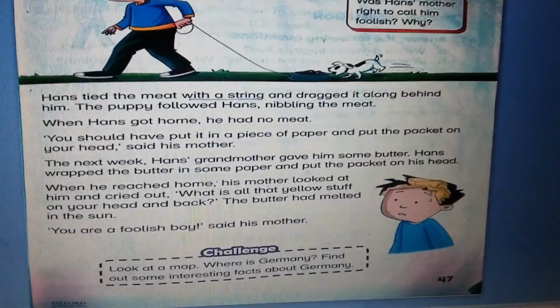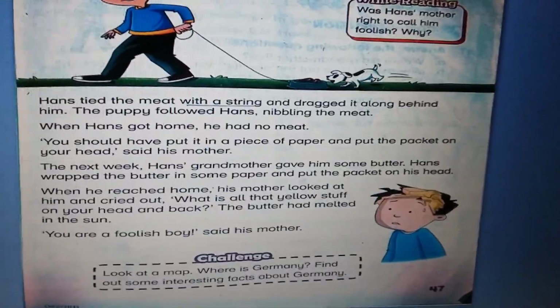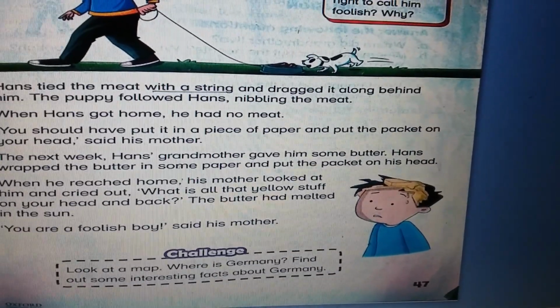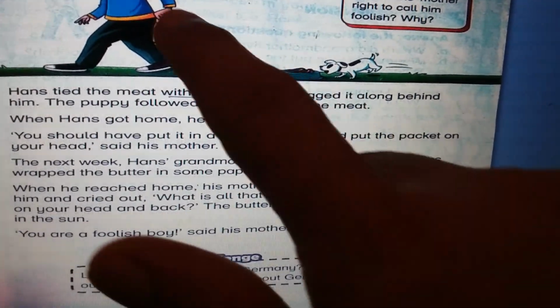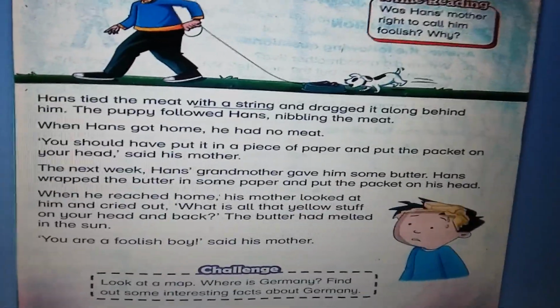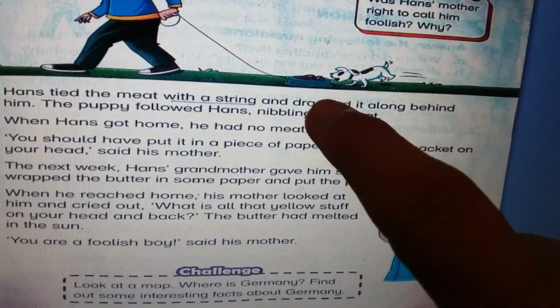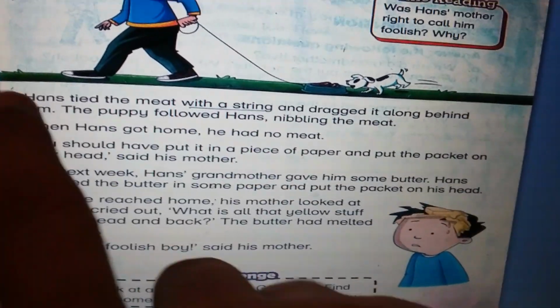Now look at the next one, what happens. His grandmother gave him a piece of meat. Hans tied the meat with a string and dragged it along. Look here, here is a basket. That basket is tied with a string, and a piece of meat is in the basket, and he is dragging it along the ground behind him.